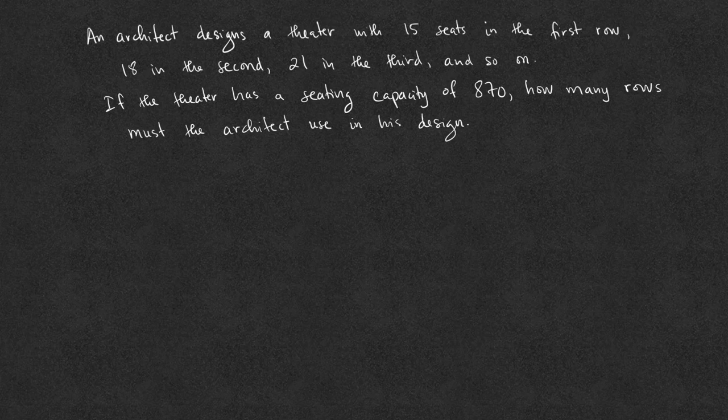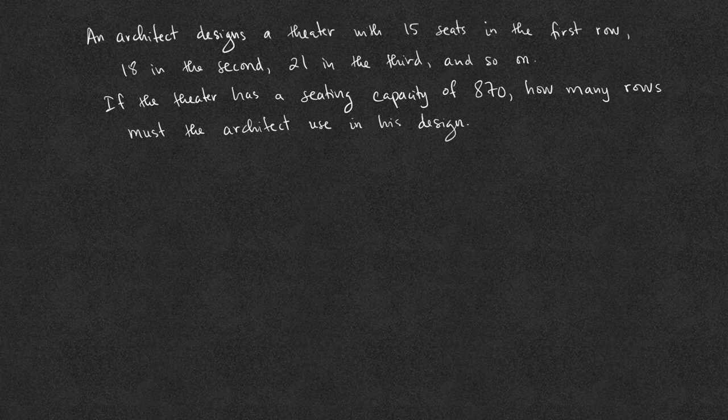An architect designs a theater with 15 seats in the first row, 18 in the second, 21 in the third, and so on. If the theater had a seating capacity of 870, how many rows must the architect use in his design? This is a word problem, and the first part of the word problem is to translate it into mathematical terms so that hopefully we will get an equation from the given information, and then we will solve the equation to obtain the answer.